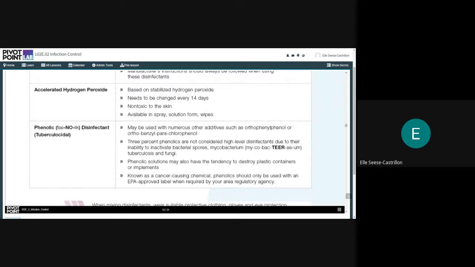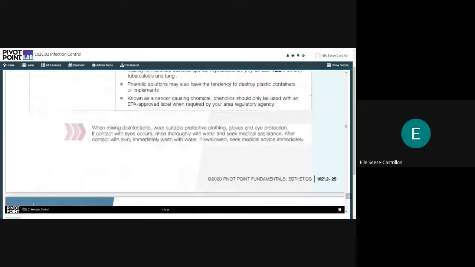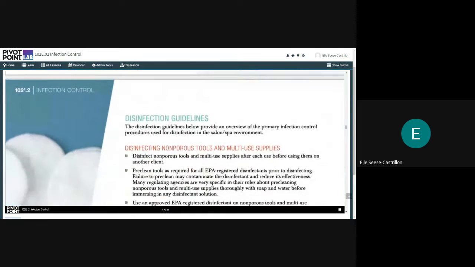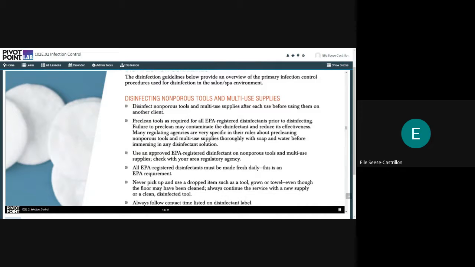This is 3% phenolics, which are not considered high-level disinfectants due to their inability to inactivate bacterial spores. Phenolic solutions may also have a tendency to destroy plastic containers or implements, and it is also known as cancer-causing. So the best one I would say to use is going to be your quats, your quaternary ammonium compounds. This is going to be probably the safest and the most effective while you are disinfecting your implements in the workplace.